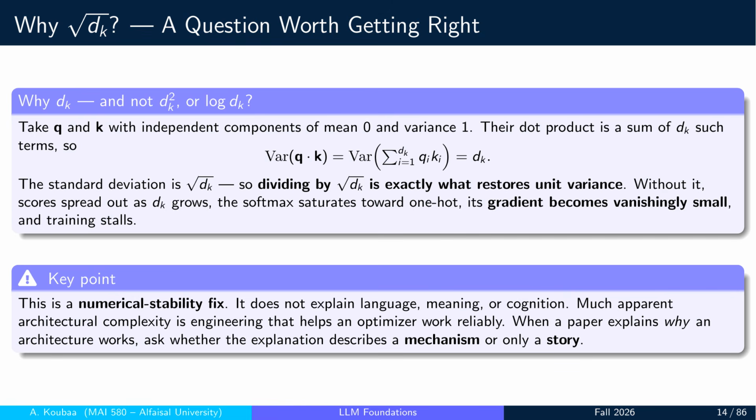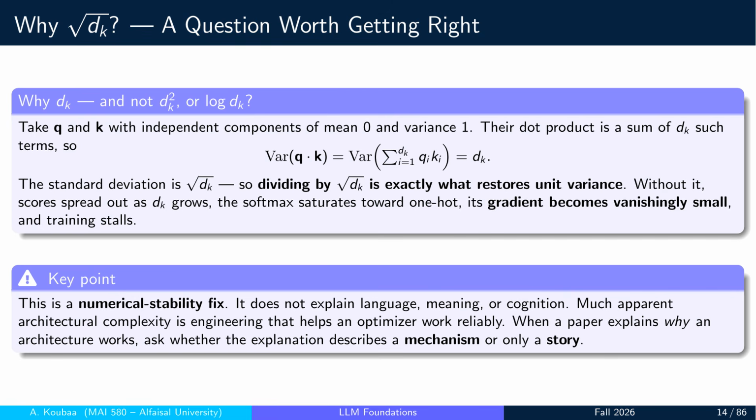Take a query and a key whose components are independent, with mean 0 and variance 1. Their dot product is a sum of dk such terms. The variance of a sum of dk independent terms is dk. So the standard deviation is the square root of dk. Dividing by the square root of dk is exactly what restores unit variance. It is not an arbitrary choice, and it is not a tuning constant. It is the standard deviation of the quantity we just computed.